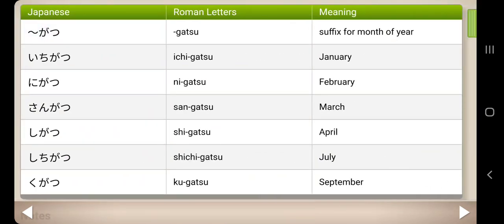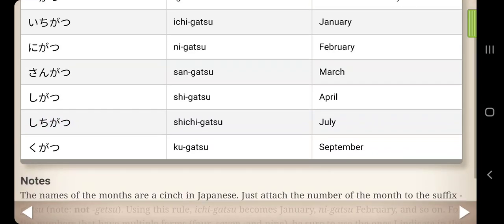Gatsu is the suffix for month of the year. Ichigatsu, January. Nigatsu, February. Sangatsu, March. Shigatsu, April. Sangatsu, like March comes in like a lion, Sangatsu no lion. Shichigatsu, July. Kugatsu, September.